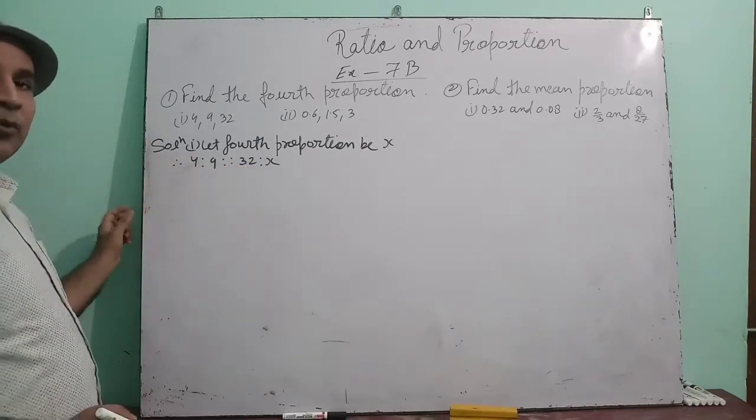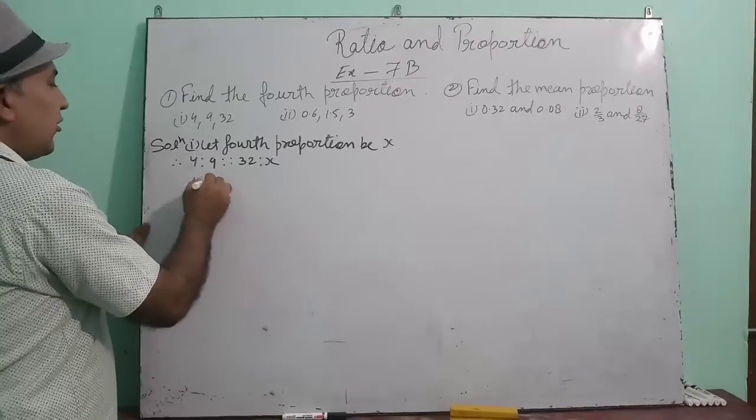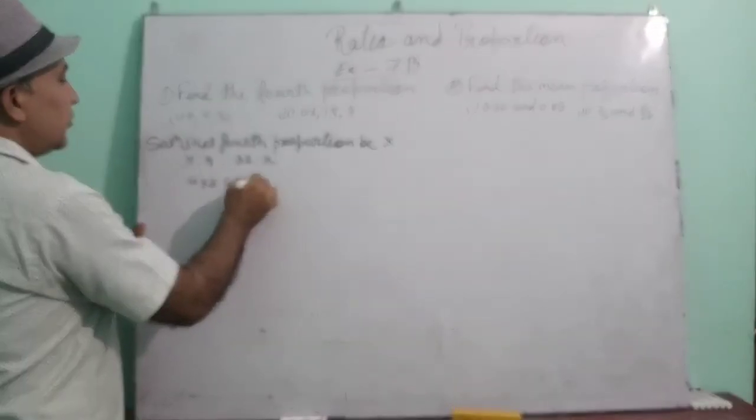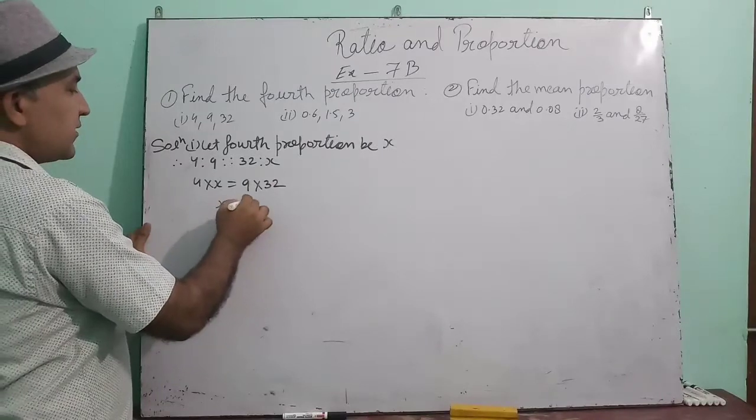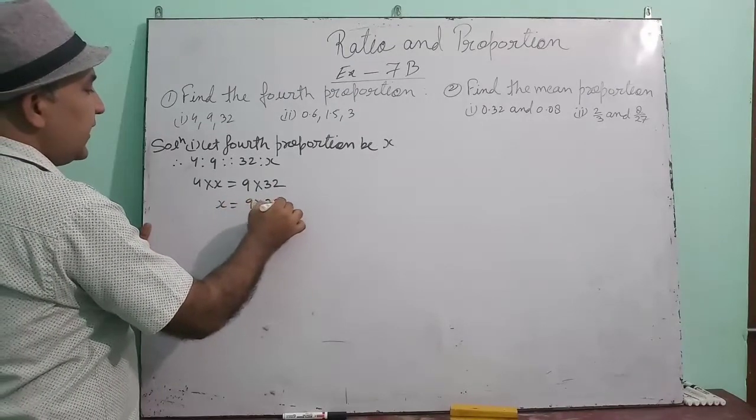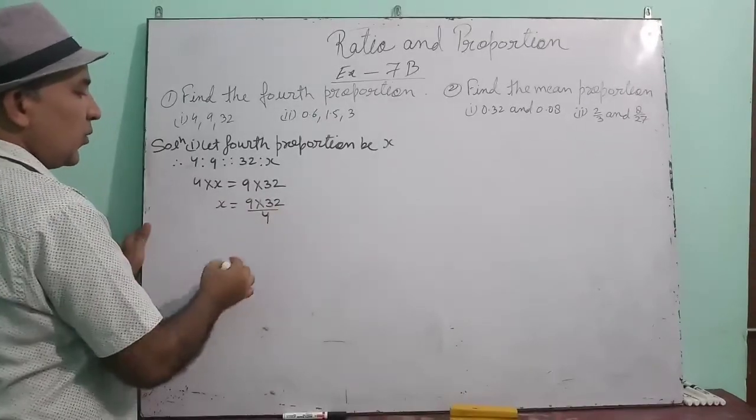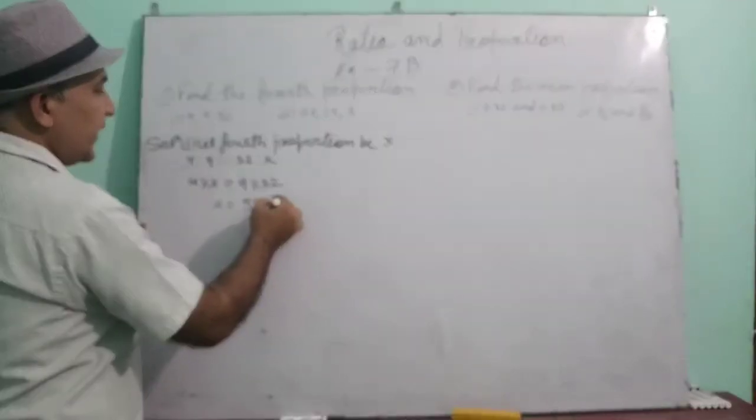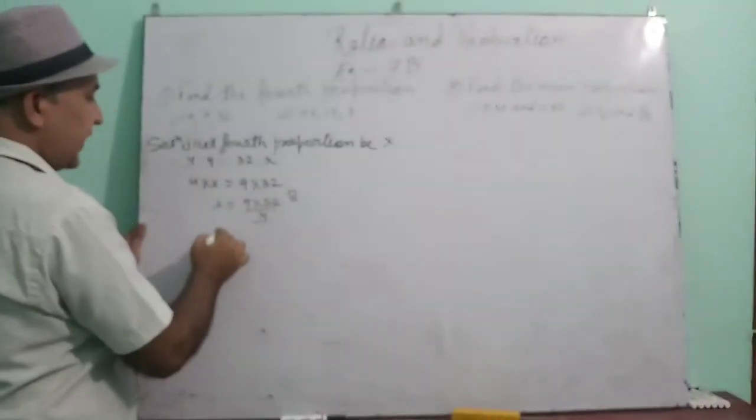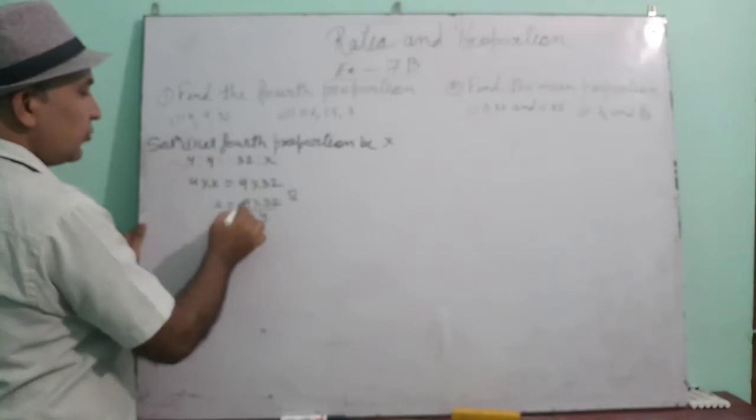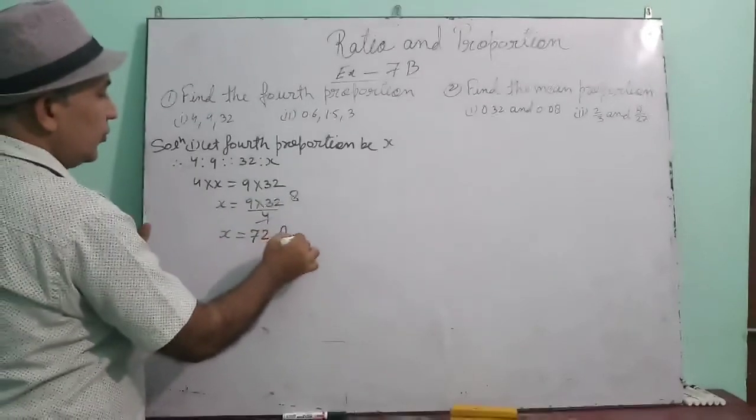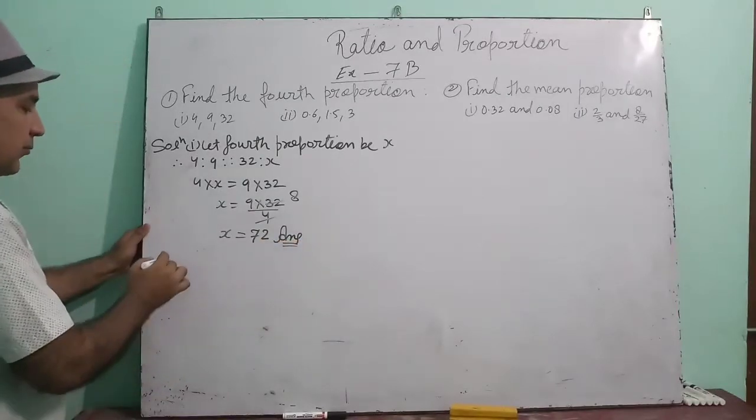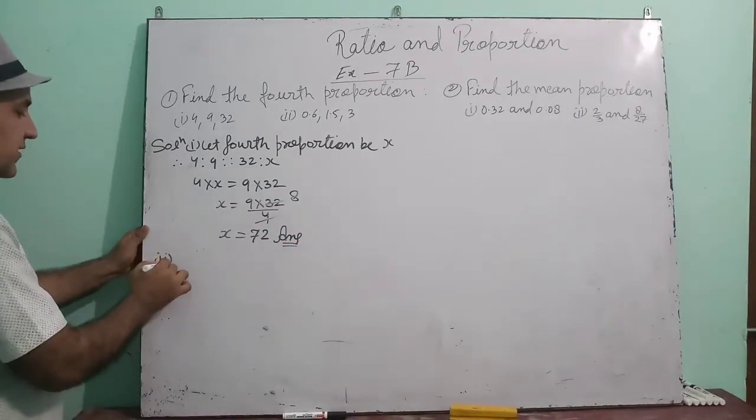Now use the formula. Product of extreme is equal to product of mean. So x is equal to 9 into 32 upon 4. We know that 4 can divide 32 by 8 times. So x is equal to 9 into 8. 72. Understood? By the same method you can do the second one also.